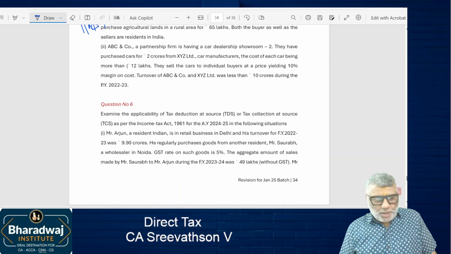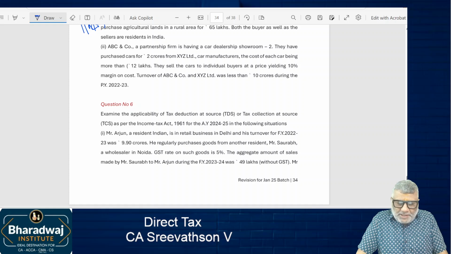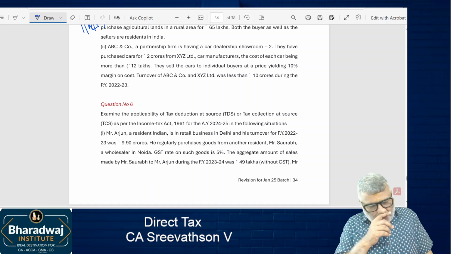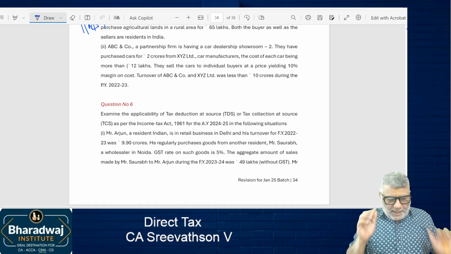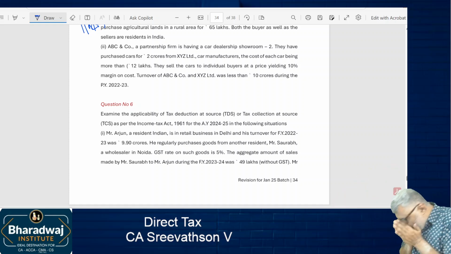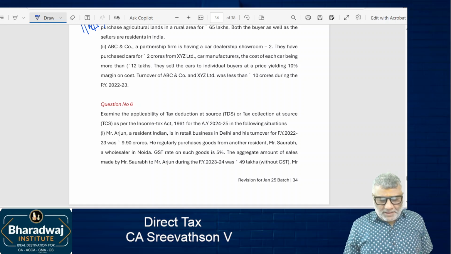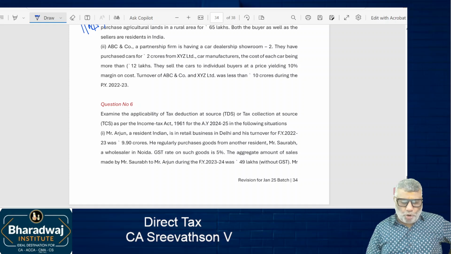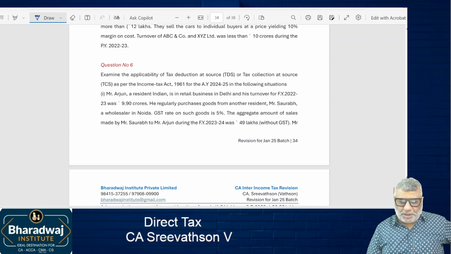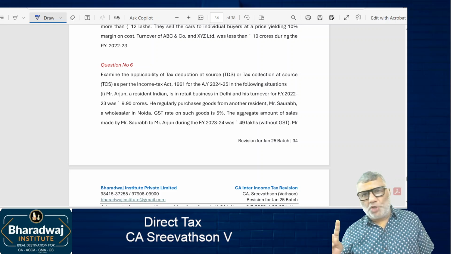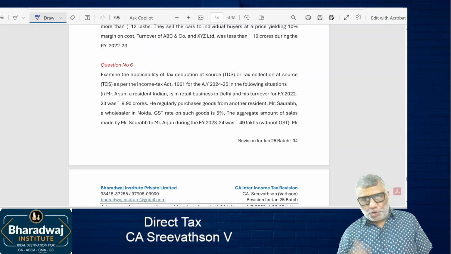Shall I? Question number 6. Examine TDS, TCS as per the Income Tax Act. Mr. Arjun, a resident Indian, is in retail business in Delhi with a turnover of 9.90 crores. So less than 10. He regularly purchases goods from Mr. Saurabh, a wholesale dealer. GST rate of such goods is 5%. The aggregate amount of sale made by Saurabh to Arjun was 49 lakhs without GST. So without GST only I should see. It is on the gross, it is not on the total component, only on the goods component.